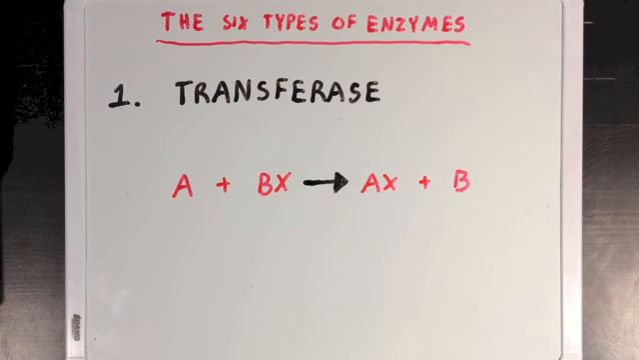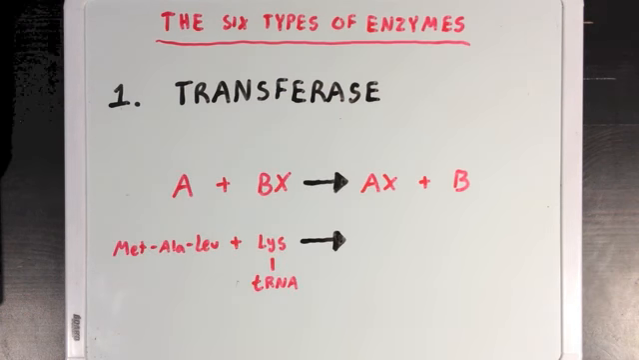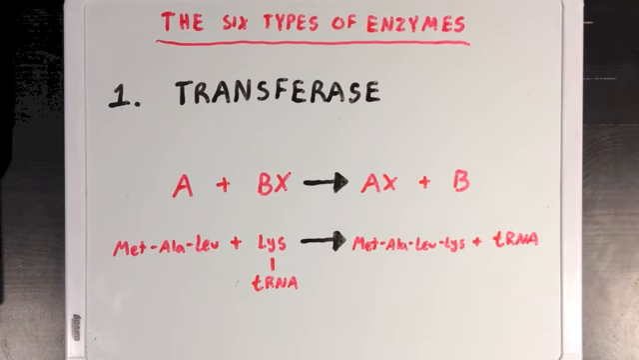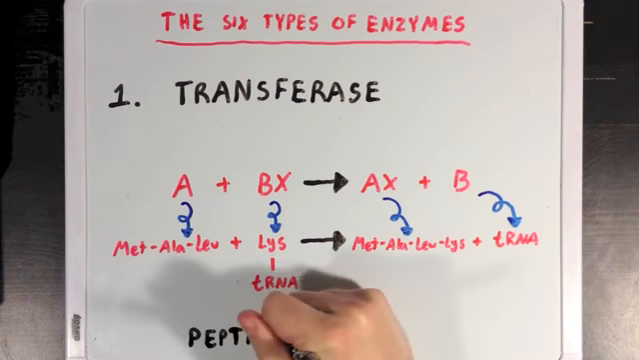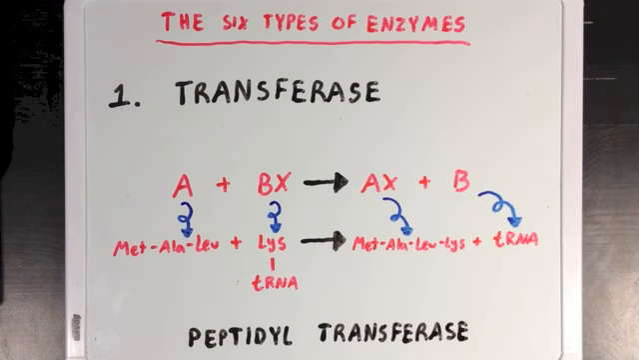And a great example of one of these reactions occurs during protein translation, where amino acids bound to tRNA molecules are transferred over to the growing polypeptide chain. So in this case, A refers to our amino acid chain, B refers to our tRNA, and X refers to this lysine residue which is being transferred from B to A. And this reaction in particular is catalyzed by an enzyme called peptidyltransferase, which is an appropriate name since it is a transferase involved in making peptides.